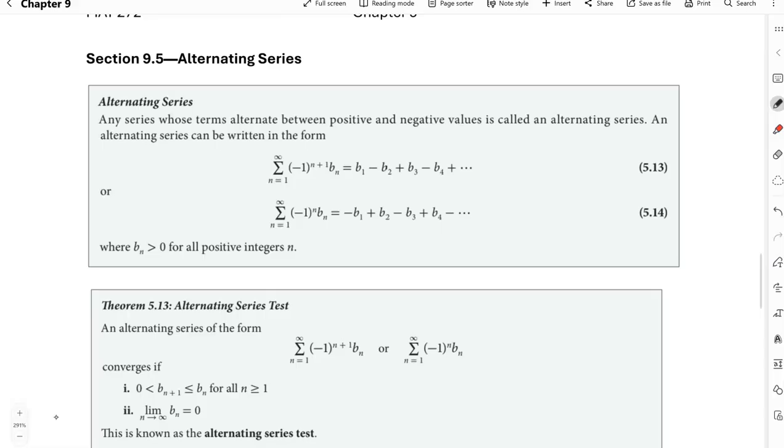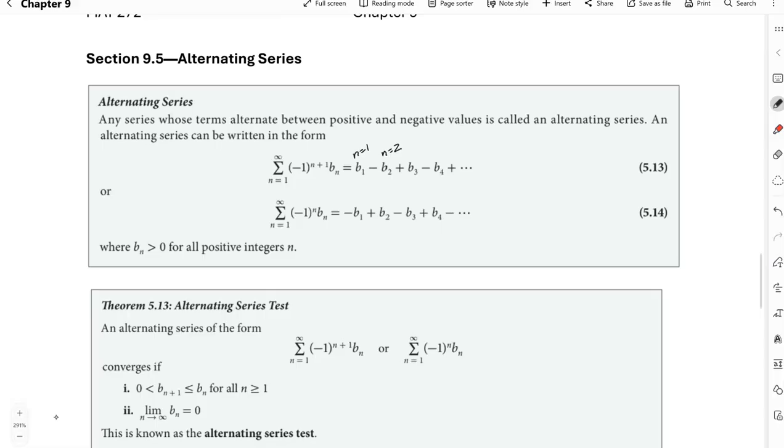We could have the sum from n equals 1 to infinity of negative 1 to the n plus 1 times some sequence b sub n. So when I plug in 1, then that exponent on that negative 1 is going to be a 2, which means I'm going to start with a positive. But then when I plug in 2, I'm going to have a 2 plus 1, which is 3, on that negative 1, which is a negative. And we're just going to keep bouncing back and forth between positive, negative, positive, negative.